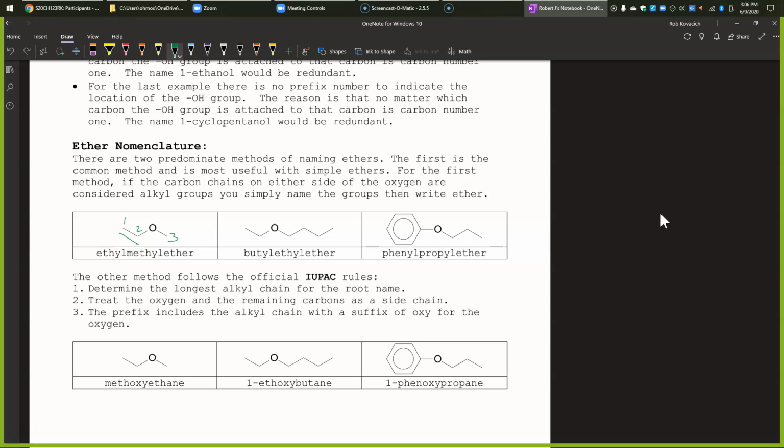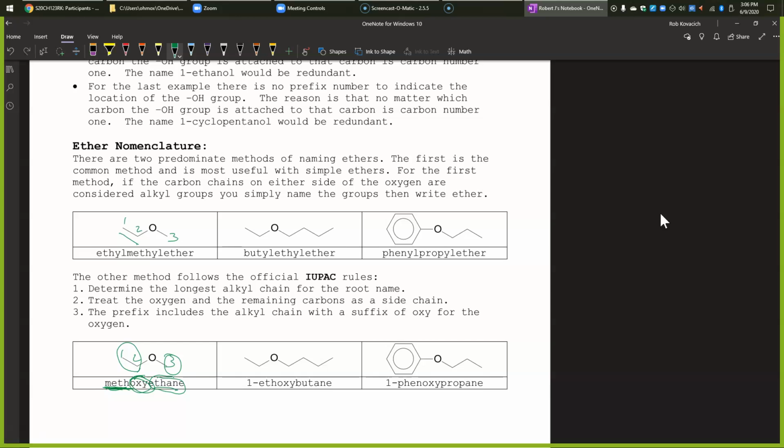Sorry, I'm going to go to the IUPAC ones down here. 1, 2, 3. So the longest carbon chain is 2. So I have an ethane here. And then what's attached to my ethane? There's a single carbon right here, so that's meth, and then oxy. So I've got this ethane with an oxygen attached to it, and on the other side I've got a methyl group.